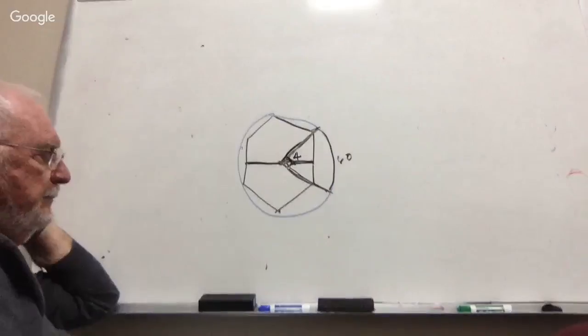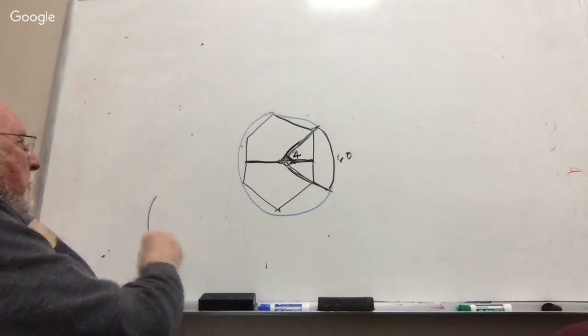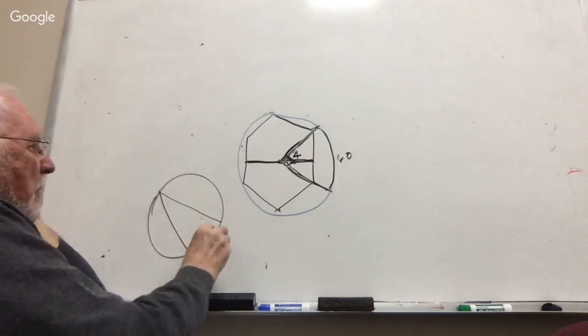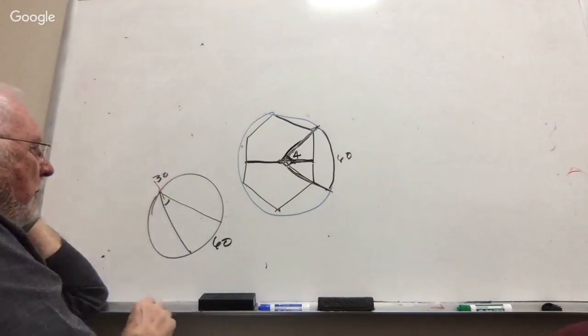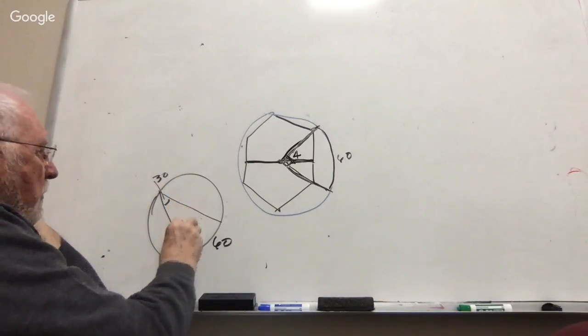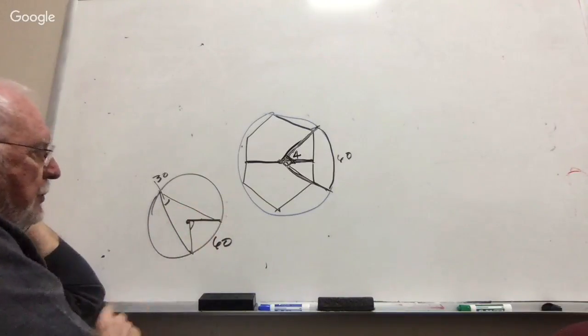How much? 30. No, that's all right. You're getting two things confused. I thought it was half. This is the inscribed angle. If this is 60, then this angle over here is 30. All right, a central angle goes from the center of the circle out here, and that has the same measure as the arc.